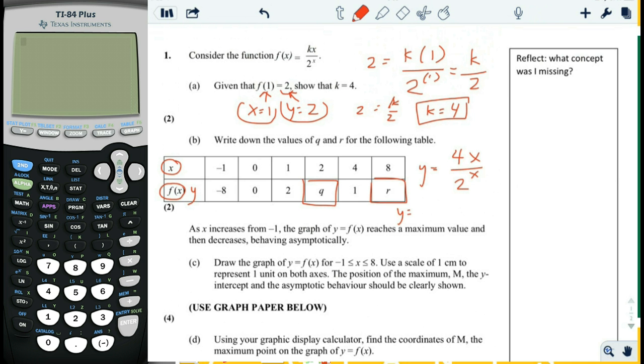We get y equals 4 times 2 divided by 2 squared. So that's equal to 4 times 2 divided by 4, which is just equal to 2. So q is 2.